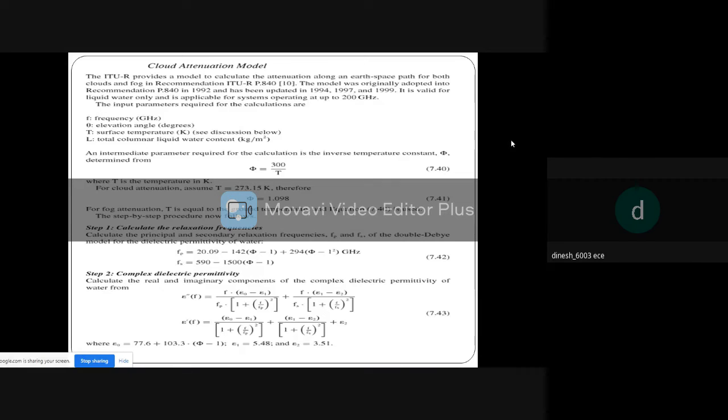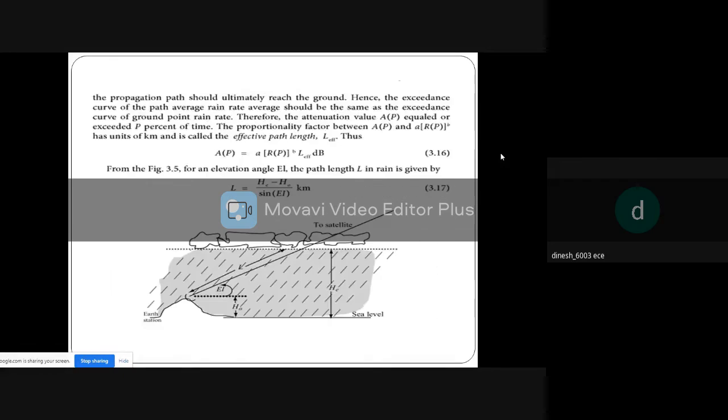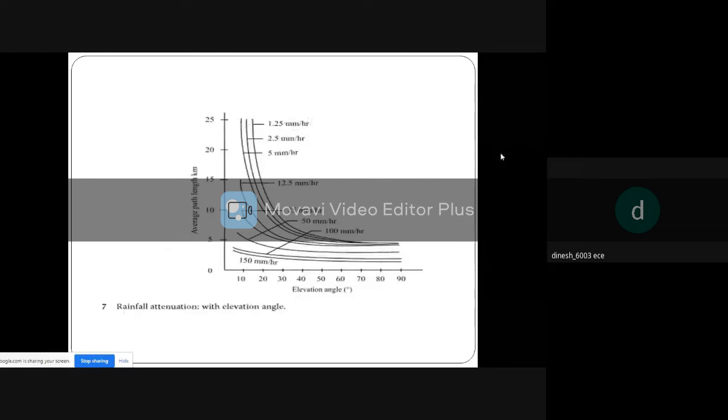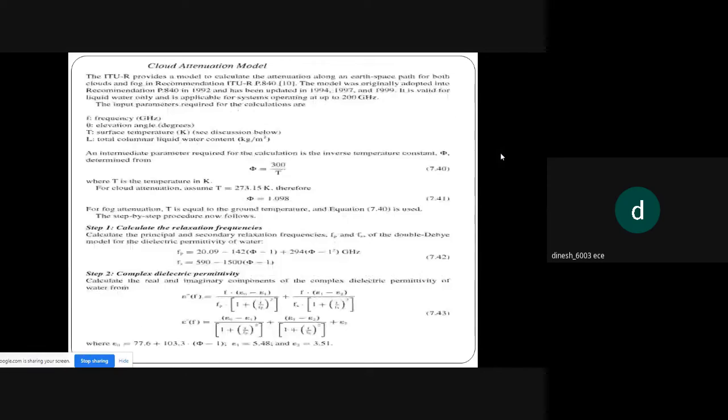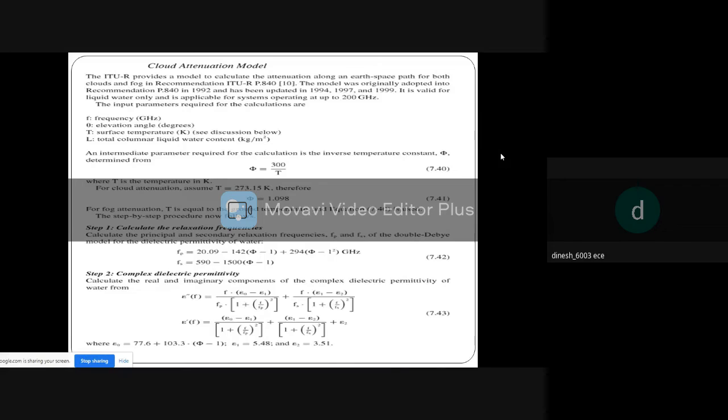Then we need to find the complex dielectric permittivity. This complex dielectric permittivity can be obtained from the real and imaginary components of the dielectric permittivity of water. So this is out of our determination. These are specific examples for that.